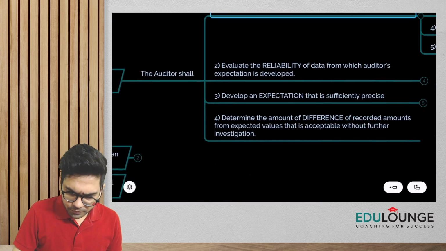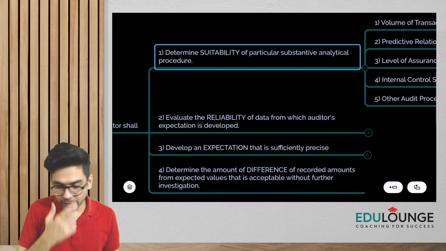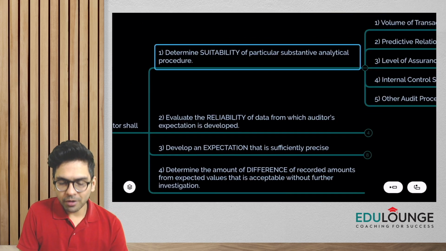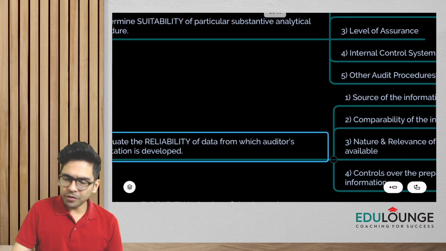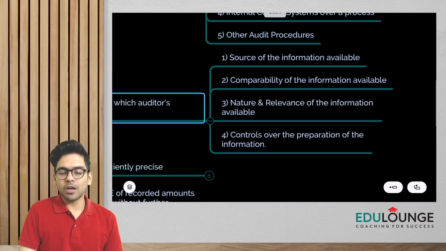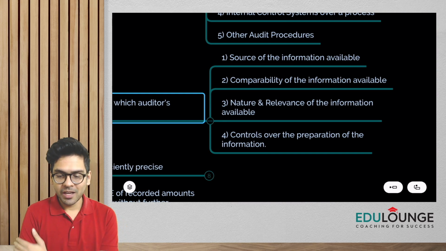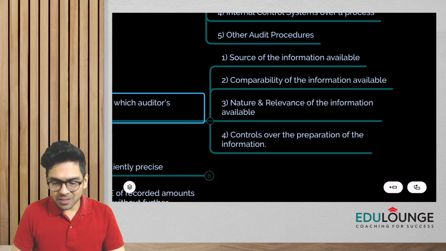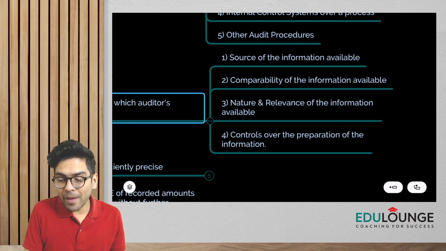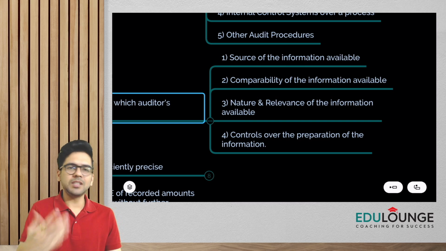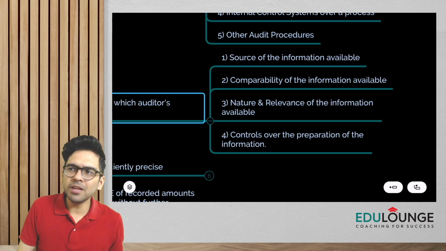Now, next is how are you going to determine the reliability of data? For reliability of data, guys, we have four simple points. Number one, what is the source of information? Whether it is external or internal. Second is the comparability of the information available. A data would become more reliable if you can compare.